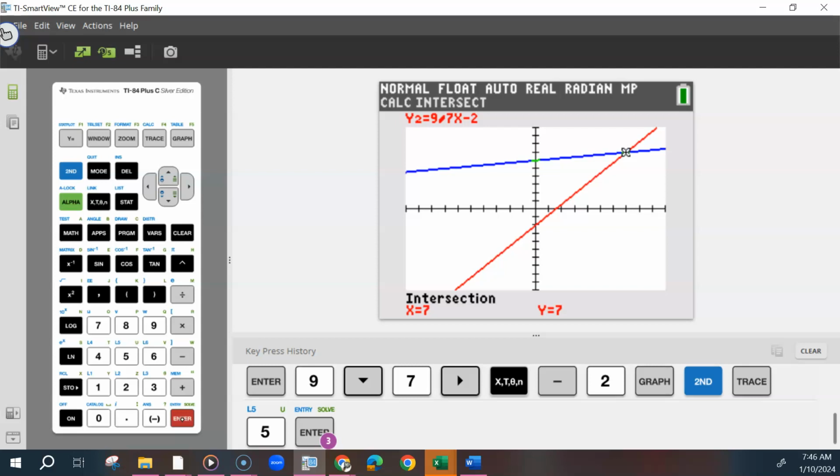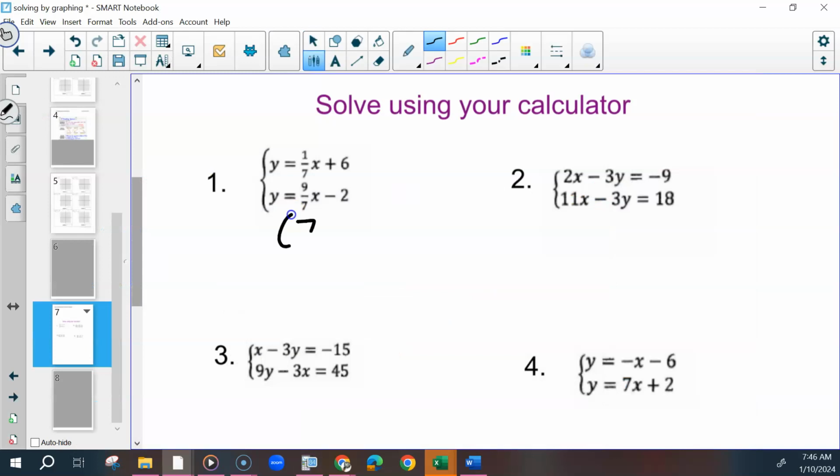But this only works if your equations are already in slope-intercept form. If they're not, then you have to solve it first before you put it in here. Questions on how we check ourselves in the calculator? And you can check yourself that way for everything, the word problems that we're going to do, the solving algebraically. You still have to show the work algebraically, but you can still check it in your calculator.